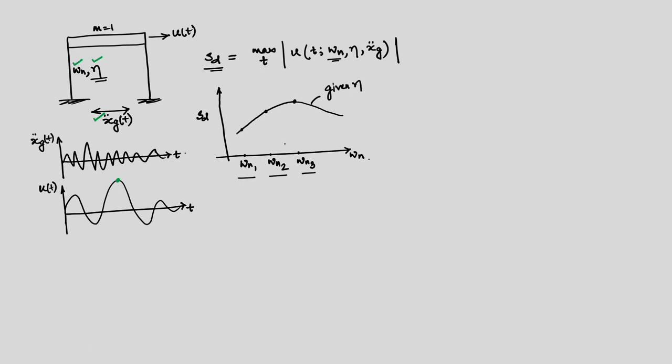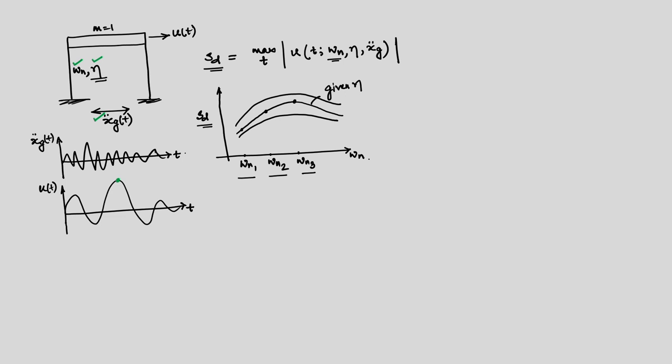Similarly, we can repeat the same exercise for the same natural frequencies, but for a different damping. So, we will get probably a plot like this or this. These plots that give us the maximum value of the displacement for this system are what is called the response spectrum.